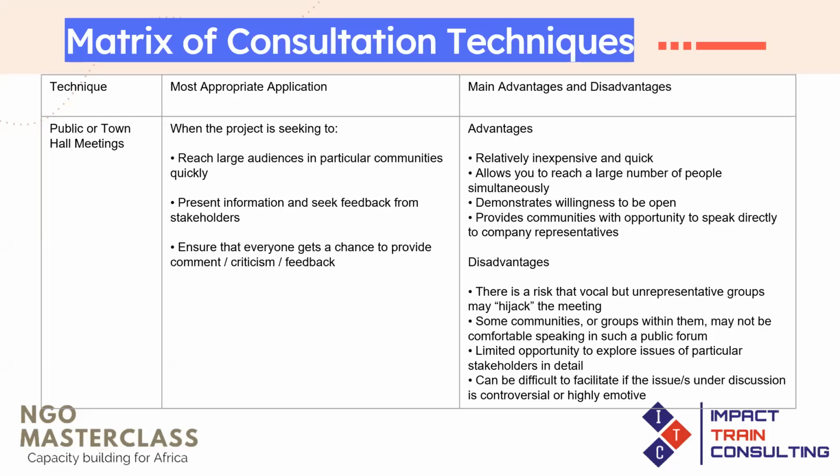And then the disadvantage is that there's a risk that vocal but unrepresentative groups may hijack the meeting. There have been times where some people could just cause confusion in that hall. People who are very outspoken, very vocal can just hijack the situation, and the real people that are affected by the situation may not be able to speak up. And then some communities or groups within them may not be comfortable speaking in such a public forum. There are people who would rather air their views privately than speak publicly.